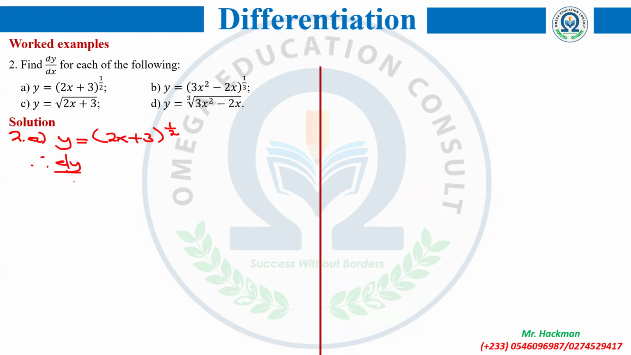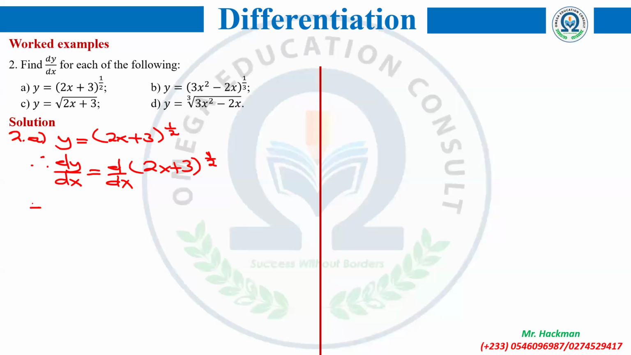So dy/dx will be equal to d/dx. It will not be dy/dx of this, please. It's d/dx, that's your operator, of 2x plus 3, the whole of that to the power half. Your operator is affecting a binomial function to a certain power. Though the power is not pretty, it's the same rule that we are going to use.